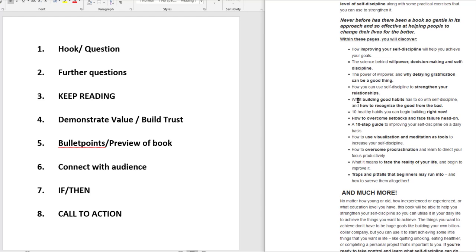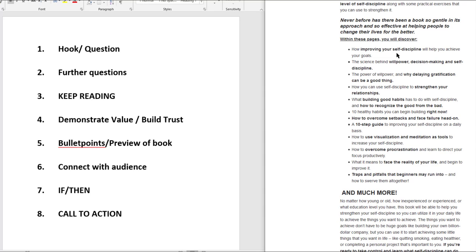So in this, what building good habits has to do with self-discipline, and how to recognize the good from the bad. You want them to focus on, in this case, good habit building, which is something that is pivotal to building self-discipline. And then how to recognize the good from the bad. Again, this is building on that same building good habits. You want to be able to know good habits from bad habits.